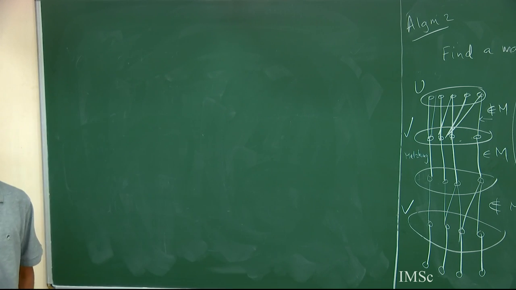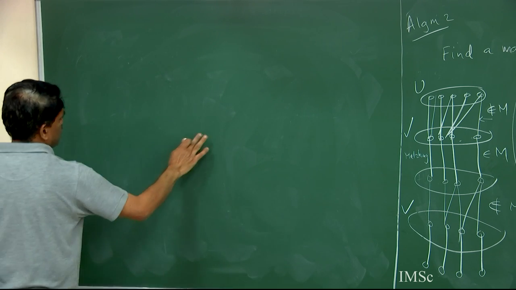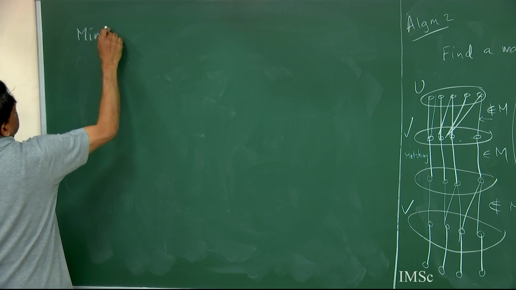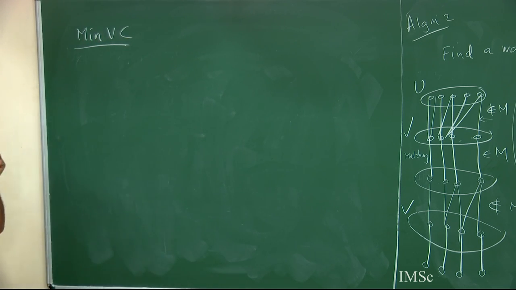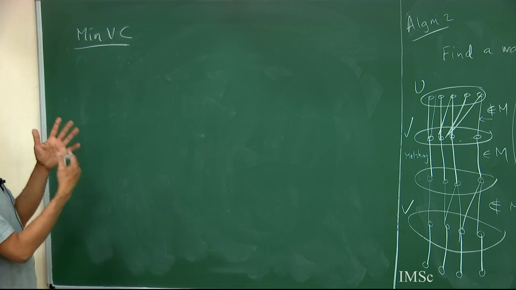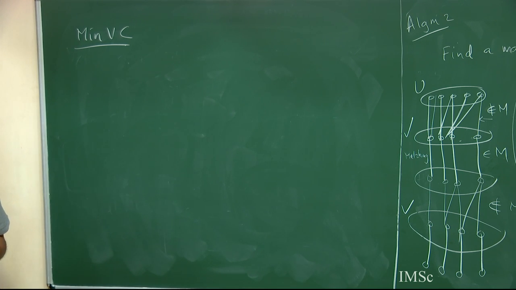Okay, let's write minimum vertex cover as an integer linear program, right? So we'll write it as a linear program. How do I do that? What is it I want to minimize? The number of vertices I pick into the solution, right? So what are the variables first? What are the variables for my linear program? I take them as 0, 1 variables. 1 means it is in the solution, 0 means it's not in the solution. Let's define it this way.